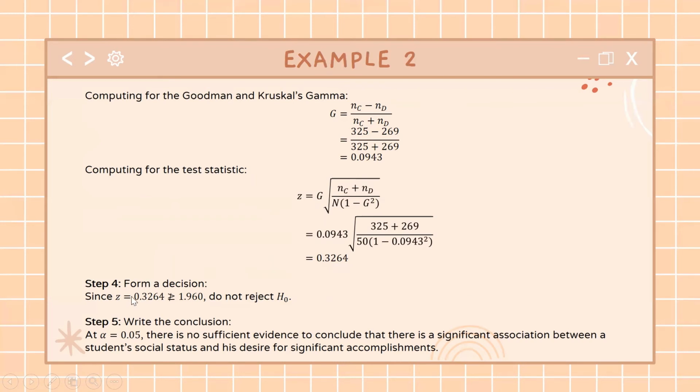So we form a decision. Since Z equals 0.3264 is not greater than or equal to 1.960, we do not reject the null hypothesis. And our conclusion for this would be, at alpha equals 0.05, there is no sufficient evidence to conclude that there is a significant association between a student's social status and his desire for significant accomplishments.